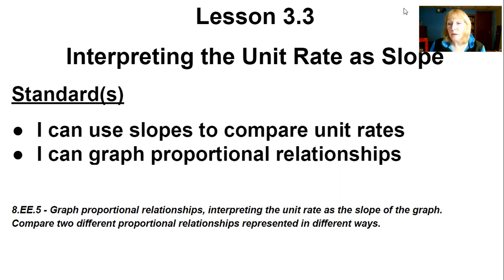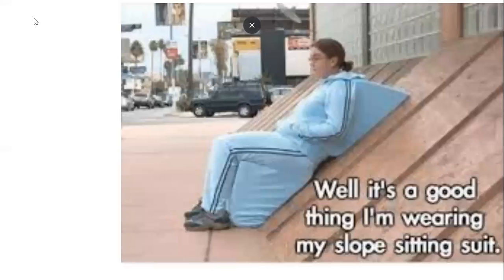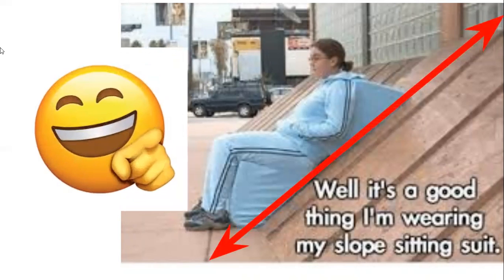I'm going to minimize myself. And here's my math meme. Well, it's a good thing I'm wearing my slope sitting suit. There's her slope. Ha! We should all have one of those suits, especially for the next few units. Okay, let's move on.